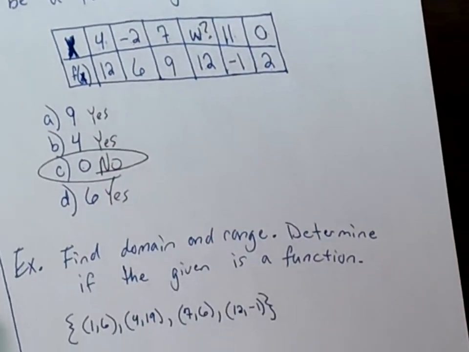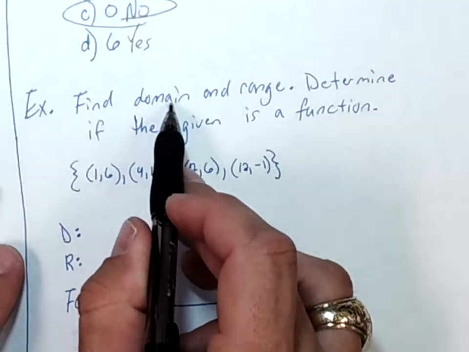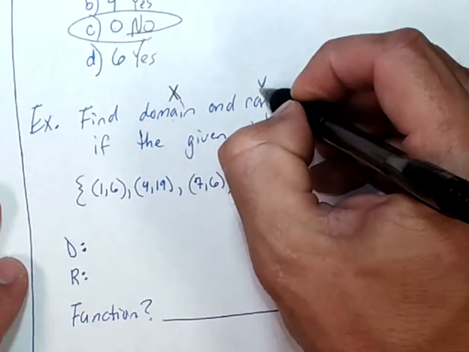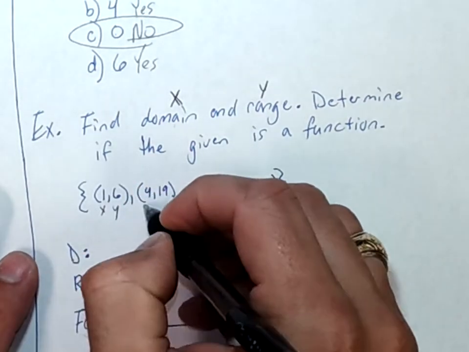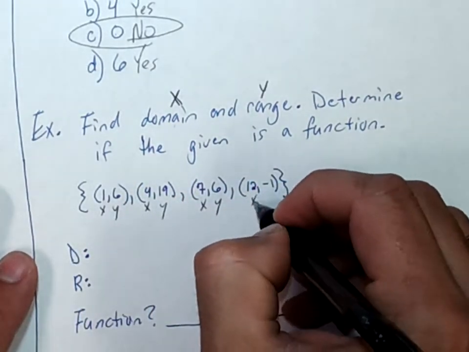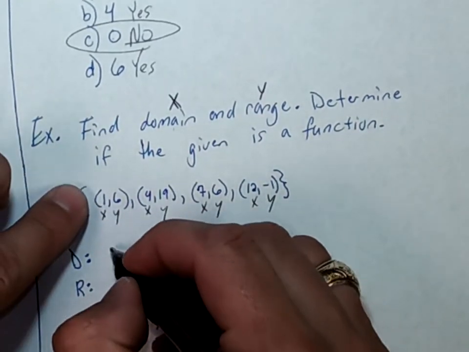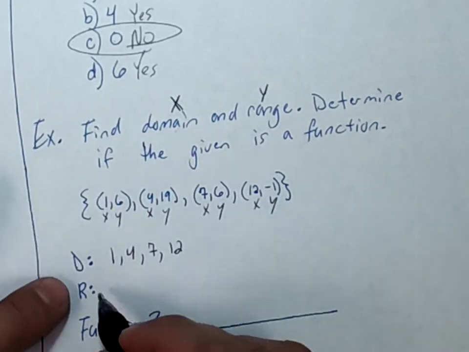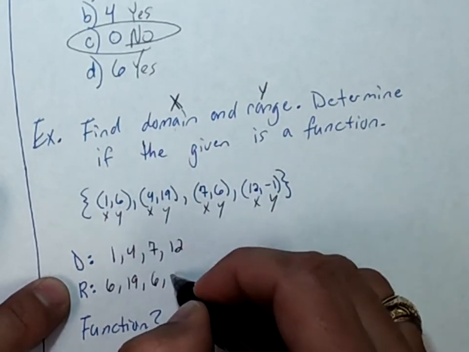And last one. Find domain and range. Determine if the given is a function. So here we have it. Domain, ladies and gentlemen, represents what variable again? That's my x, and range is my y. Okay? And my points are listed as x, y, x, y, x, y, x, y. So if I want to list my domain, it's all my x's: 1, 4, 7, and 12. My range is 6, 19, 6, and -1.